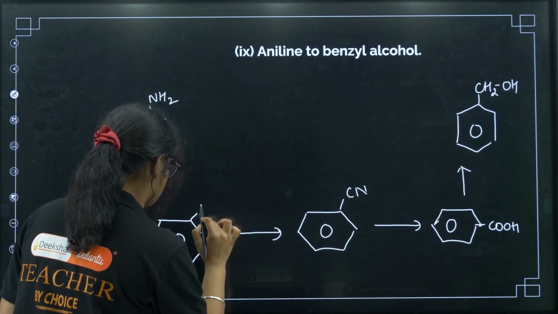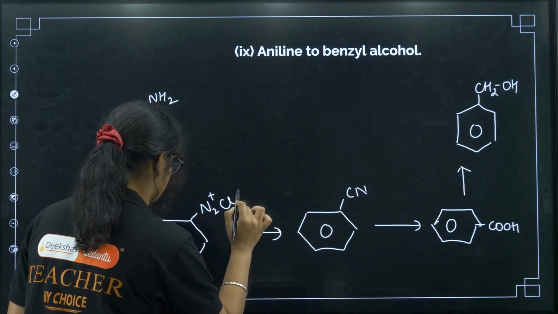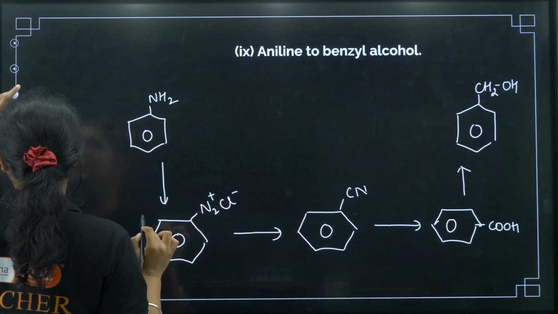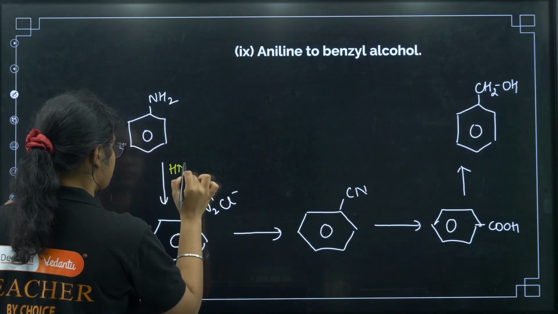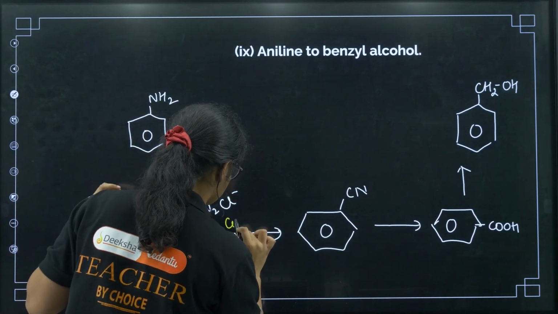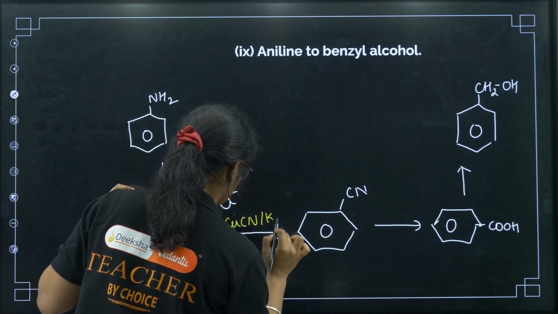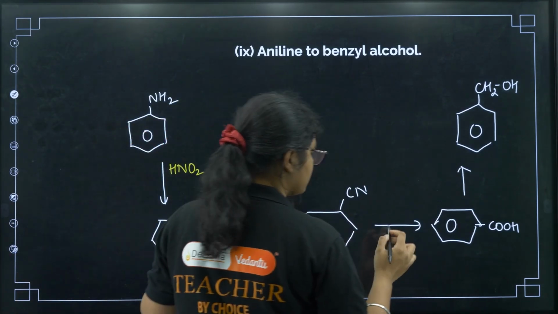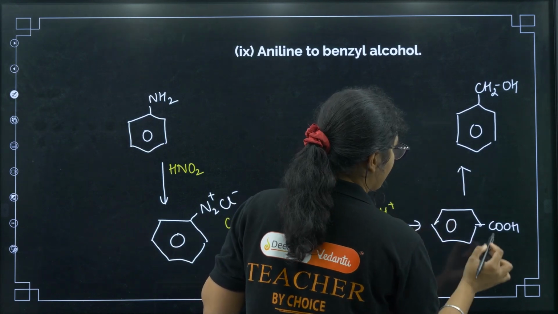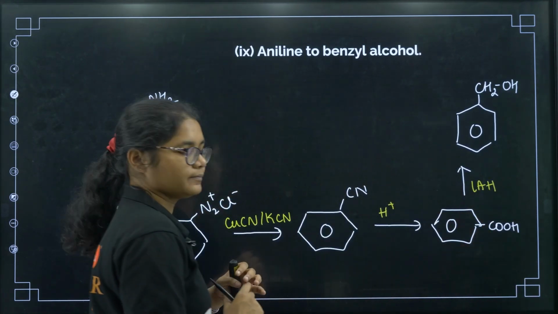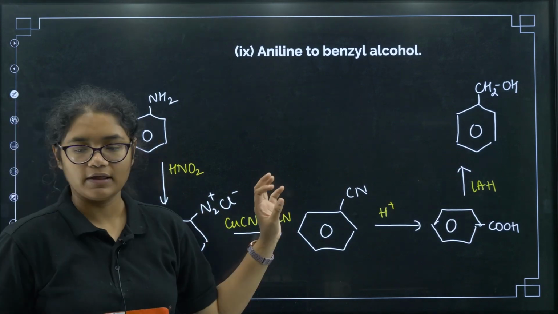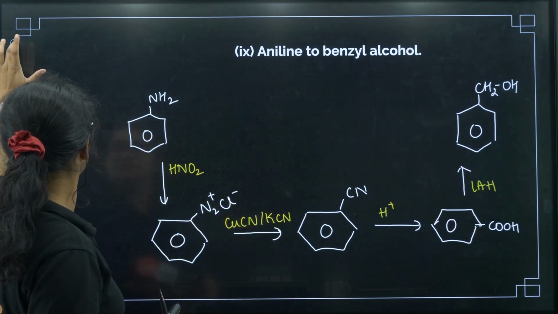so if you remember the reactions of benzene diazonium chloride, that is very, very important. It is used to prepare so many things. Okay, so here I can use HNO2, then you can use here CuCN, KCN. Then here you have to use H plus, and then here you have to use lithium aluminium hydride. Okay, so that's all, and you will be getting the conversions.